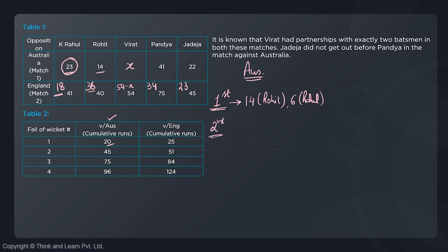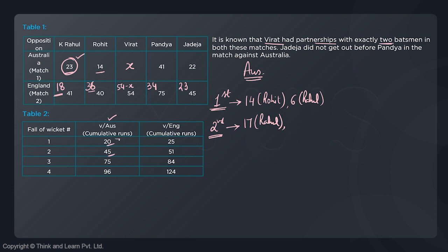Then I talk about the second wicket. Once Rohit gets out, of course Virat would come to the crease. Now Virat and Rahul are playing, and the second wicket fell at 45. Who can get out? Virat can get out or Rahul can get out. But Virat had partnerships with exactly two batsmen. So Virat has just come to the crease. He is having his first partnership with Rahul. So how can he get out? He will have only one partnership in that case. So the second player to get out must be Rahul. Rahul has made 6 runs in the first partnership. In total, he has scored 23. So the remaining 17 runs Rahul has scored in this second partnership.